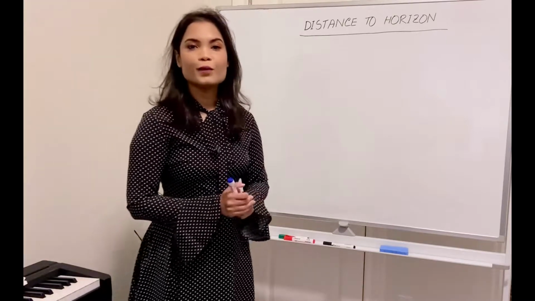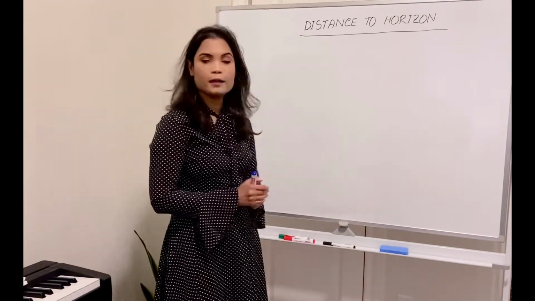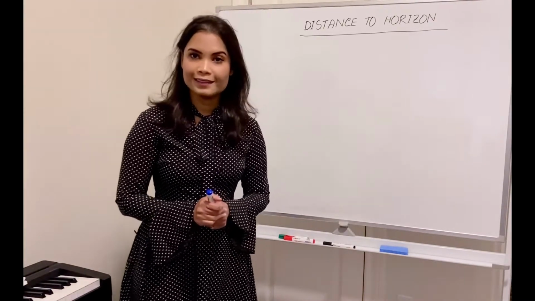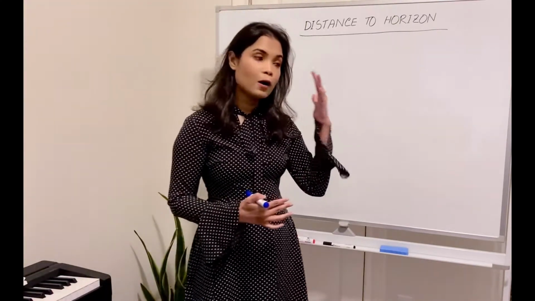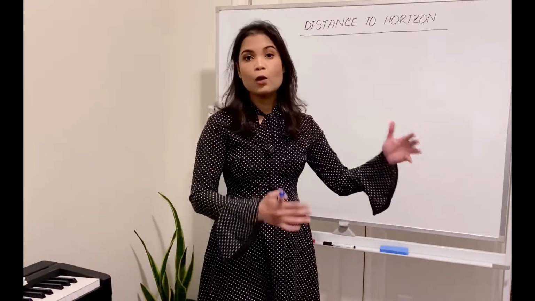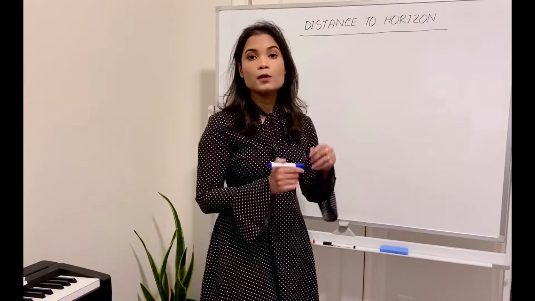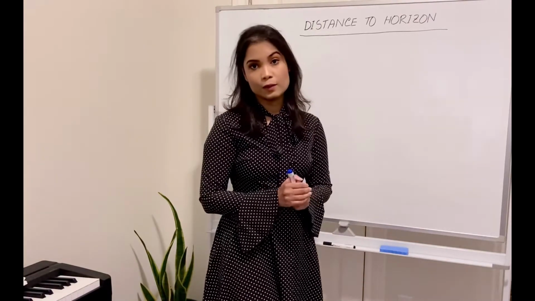So the problem we are going to solve today is how to calculate the distance to the horizon. So how do we define horizon? Horizon is the point in your visual limit where the curvature of the earth really seems very obvious. So the sky seems to meet the ground.